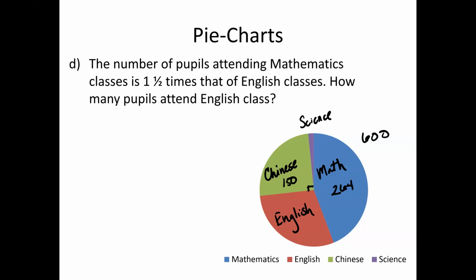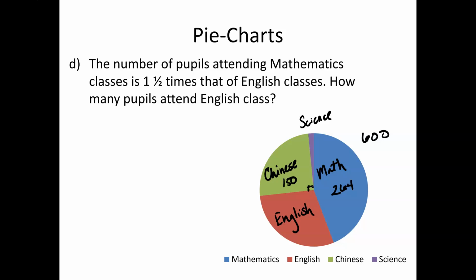Letter D says the number of pupils attending mathematics classes is 1.5 times that of English classes. How many pupils attend English class? Okay, so I want you to notice something really quick. On these notes, you do have a right angle symbol on the chunk for Chinese classes, but not on the English classes. And I want you to take note of that because English almost looks like it could be 25%, but since we don't see that symbol, we don't want to assume that. Because our assumption will be wrong.